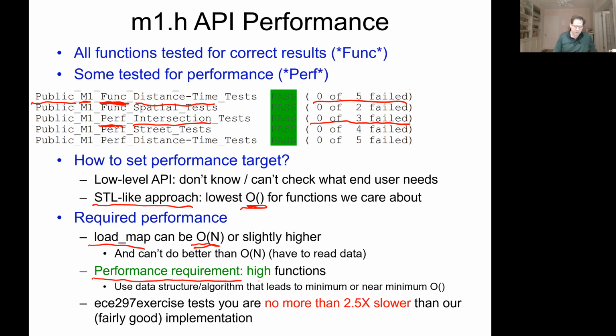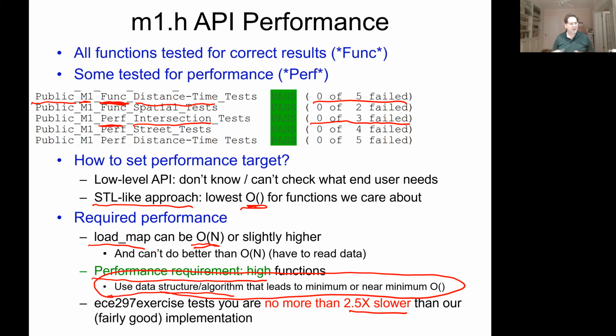The more challenging performance requirements are these high performance functions. Again, you need to use the data structure or algorithm that leads to minimum or nearly the minimum big O notation. And in terms of turning that into a number, the ECE 297 exercise tests test against a specific speed requirement, a specific time in milliseconds or seconds. Those times we set by basically writing a good solution. So we know how to write solutions that use the best data structure for various problems. We time that, and we give you 2.5 times as much time.